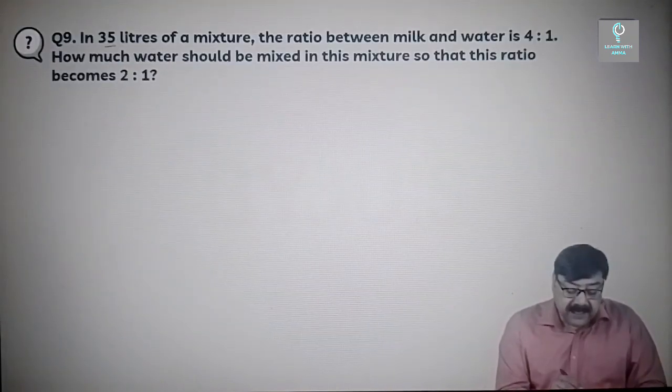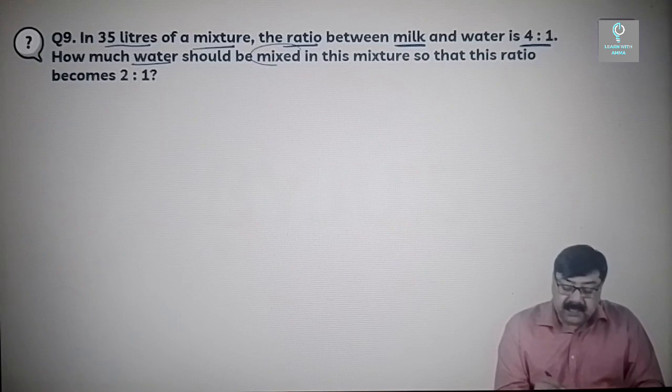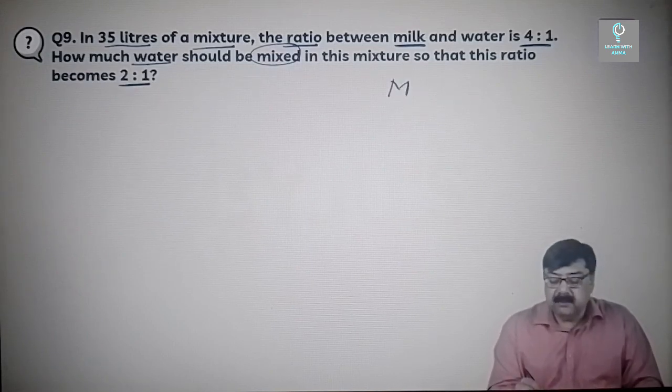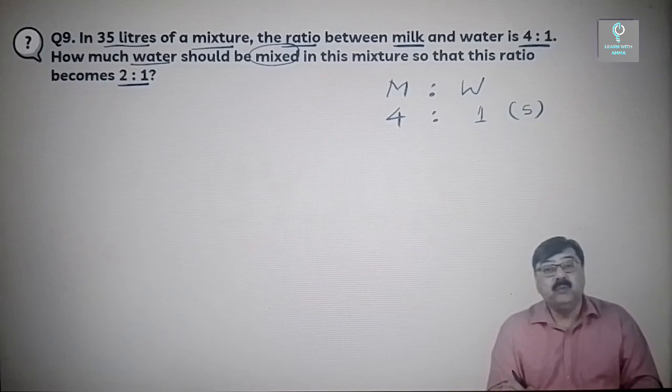In 35 liters of a mixture, the ratio between milk and water is 4:1. How much water should be mixed in this mixture so that this ratio becomes 2:1? Now once again, milk is to water, the ratio is given to us as 4:1. That is 5 ratio points.